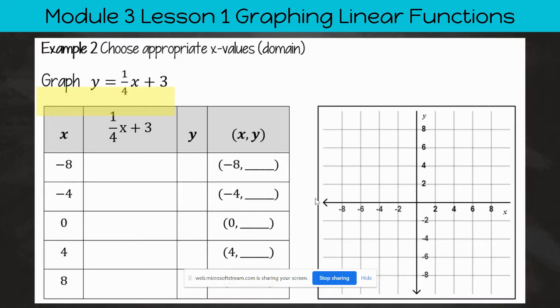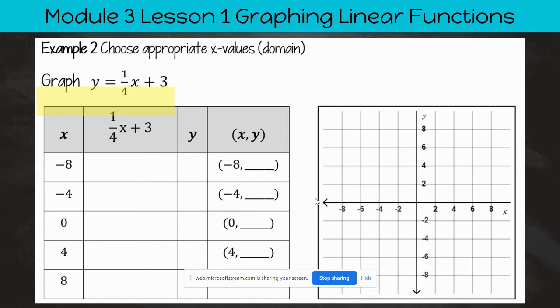Okay, now we're going to talk about example 2, which is making sure that we can choose appropriate x values or domain values. Remember, x values, domain, input, independent variable, all represent the same thing. They are all talking about x values.